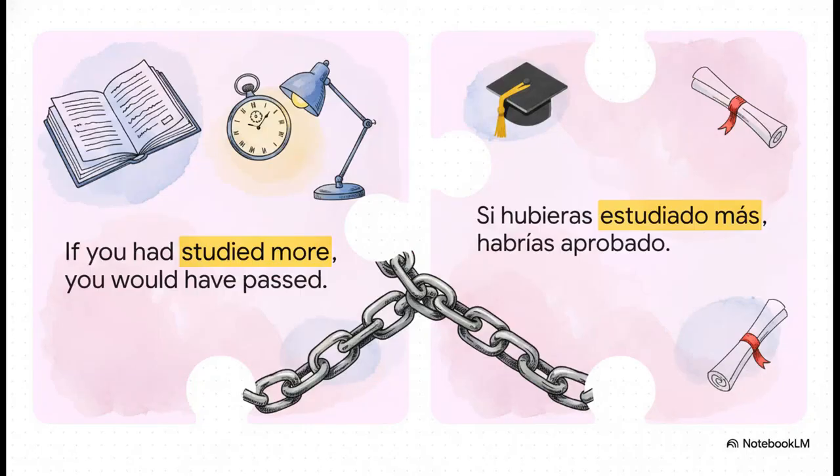And this brilliantly illustrates exactly how this perfect pair operates in the wild. Let's look at the English first. If you had studied more, you would have passed the exam. The condition wasn't met. You didn't study enough. And the result? Unchangeable. You didn't pass. In Spanish, it flows beautifully as, si hubieras estudiado más, there's your impossible condition, habrías aprobado el examen, the conditional perfect result. They are structural best friends that almost always travel together.